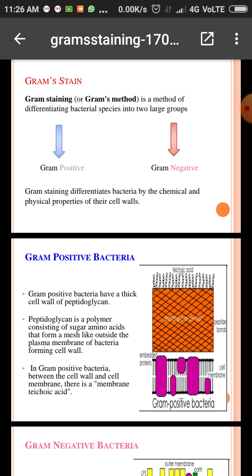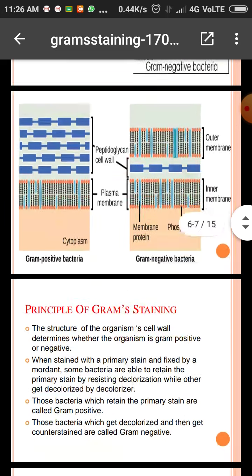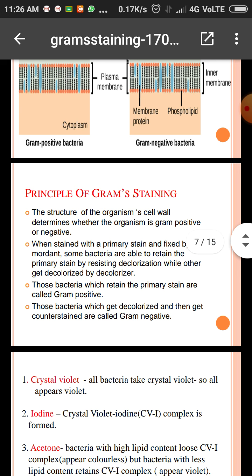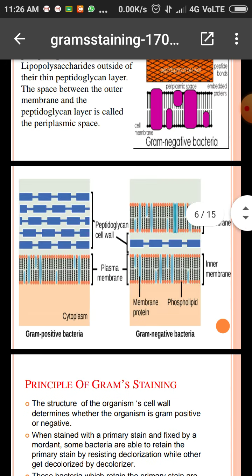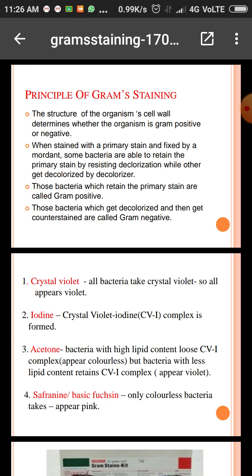So we will talk about the principle of gram staining. As you can see, gram positive bacteria has thick peptidoglycan and gram negative has thin peptidoglycan. What is the principle of gram staining? So this procedure, gram staining, involves 4 steps: crystal violet, gram's iodine, acetone, and safranin. So decolorization is the very important step where it differentiates the gram positive and gram negative.